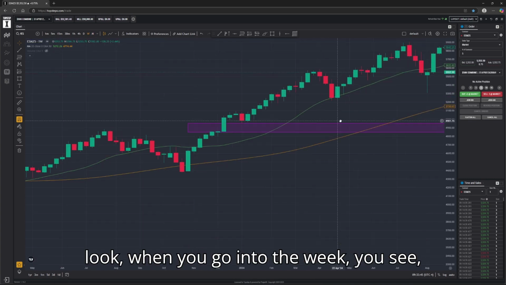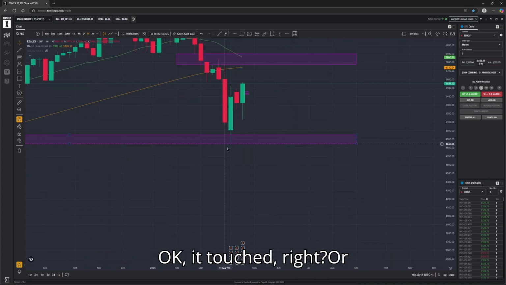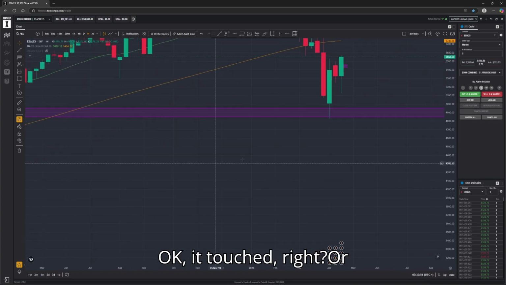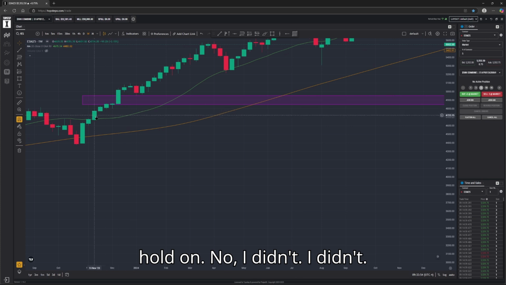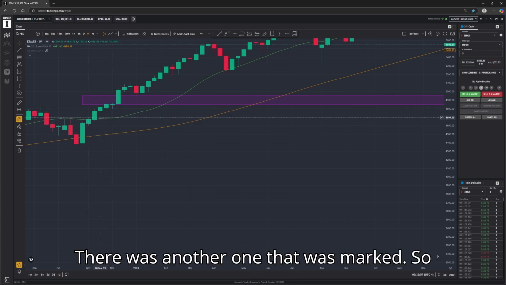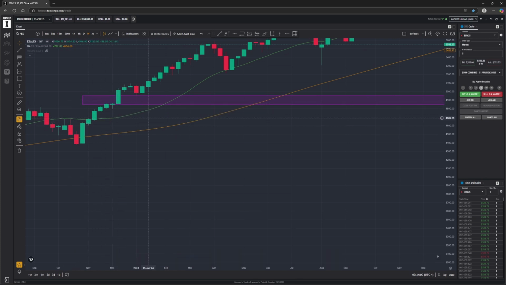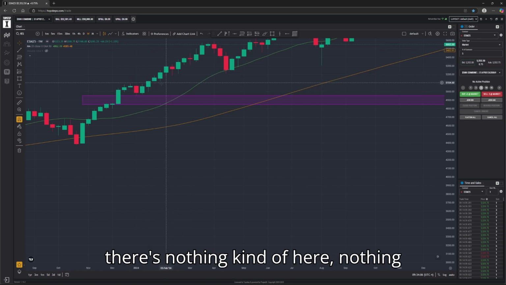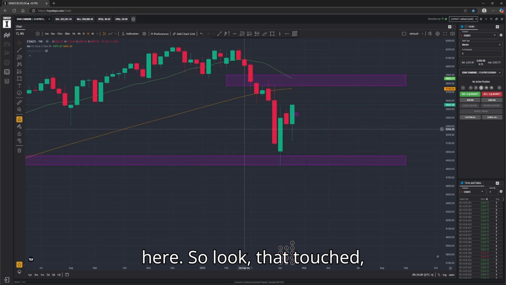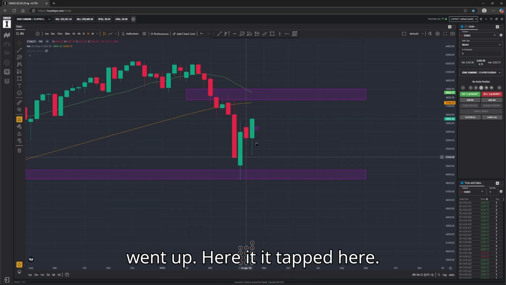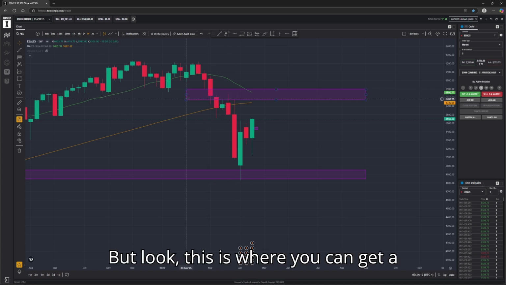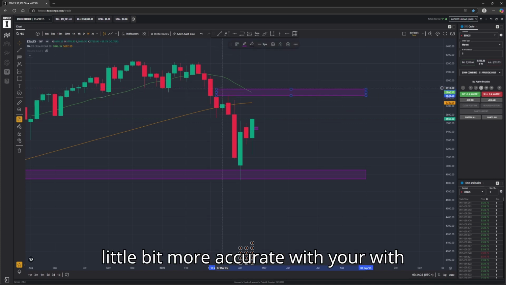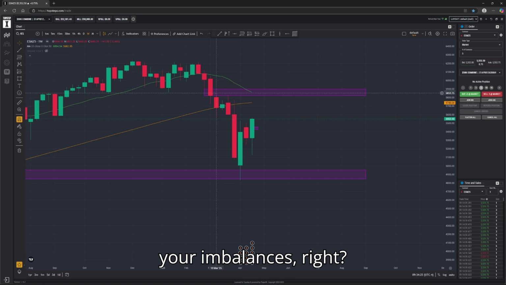So look, when you go into the week, you see, okay, it touched, right? Or hold on, no, it didn't. There was another one that was marked. So all these little imbalances, this whole thing is an imbalance, except for this area. It's this whole area because look, there's nothing here, nothing here. So look, that touched, went up here. It tapped here, but look, this is where you can get a little bit more accurate with your imbalances, right?